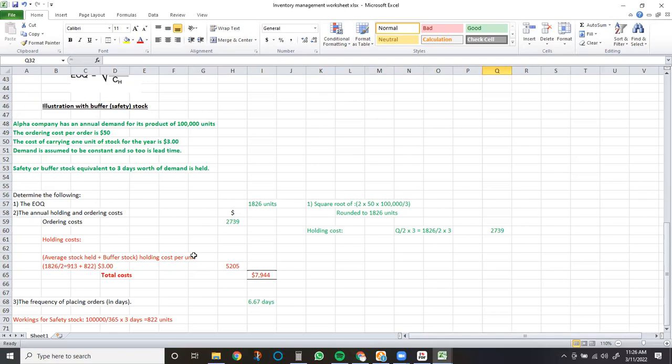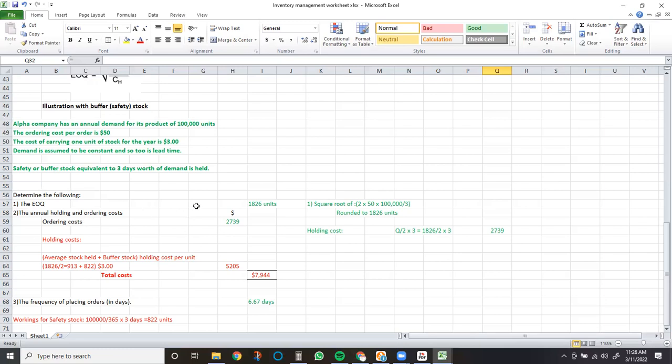Of course, don't expect now that the holding and ordering cost will be the same. Anything which distorts the straightforward assumptions of the basic EOQ model would mean that the holding and ordering cost will not be the same. And you saw that with bulk buying discounts.